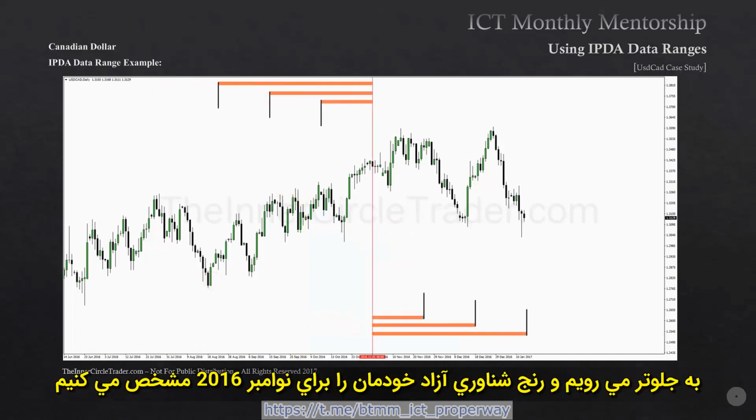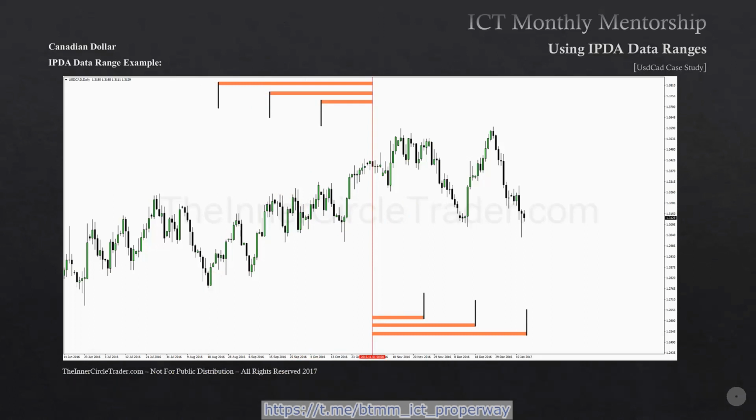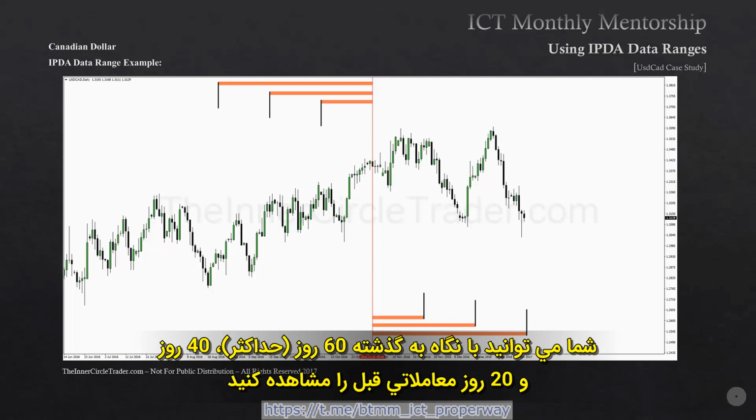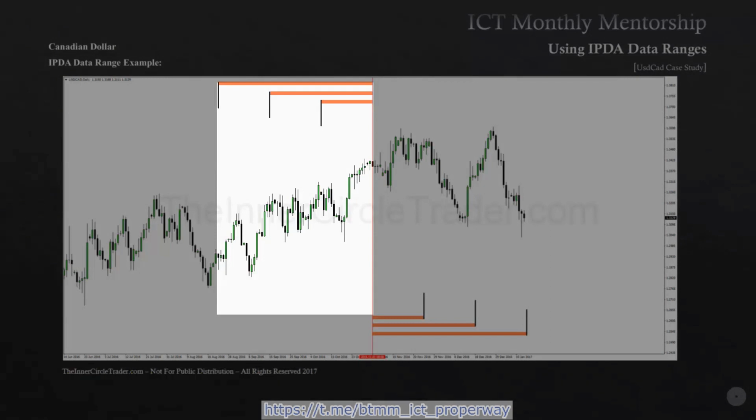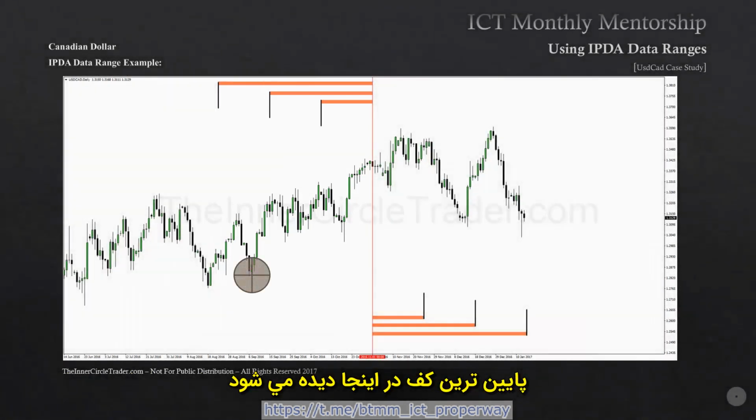Moving forward, delineating our open float range for November 2016. You can see the look back period, 60 trading days maximum, 40 trading days, and 20 trading days. The highest high and the lowest low formed in the last 20 and 40 and 60 trading days. The lowest low is seen here.